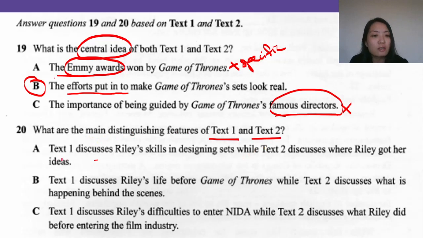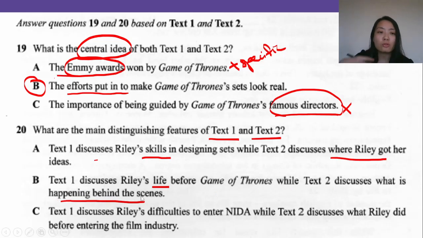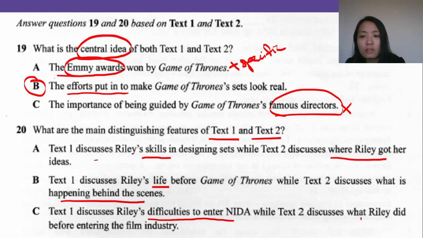So we see here, text 1 discusses Riley's skills. Is it talking about her skills? While text 2 discusses where Riley got her ideas. About where she got her idea from. Does it say that in text 2? Or does it talk about her life before the Game of Thrones, while text 2 discusses what is happening behind the scenes? So what did she do in order to build up the scenes? Text 1 discusses her difficulties to enter NIDA. Was there anything about her difficulty? There's nothing mentioned much about her difficulty. While text 2 discusses what Riley did before entering. Okay, there's nothing about what she did before entering.